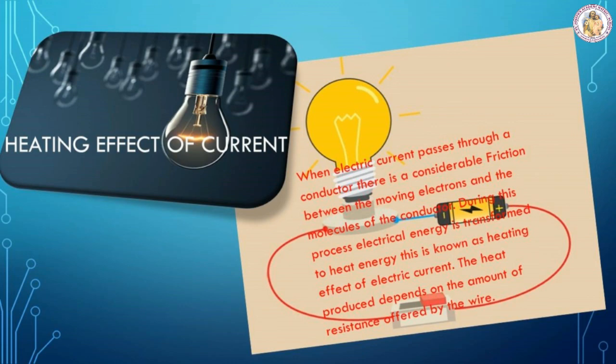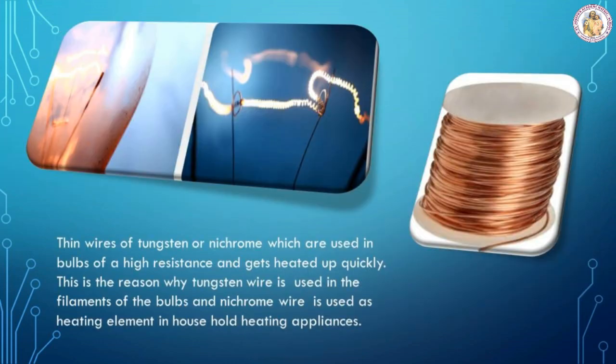The heat produced depends on the amount of resistance offered by the wire. Copper wire offers very little resistance and does not get heated up quickly. On the other hand, thin wires of tungsten or nichrome offer high resistance and get heated up quickly. This is the reason why tungsten wire is used in the filaments of bulbs and nichrome wire is used as a heating element in household heating appliances. Heating effect of electric current can be seen in many devices. Let's see some of them.